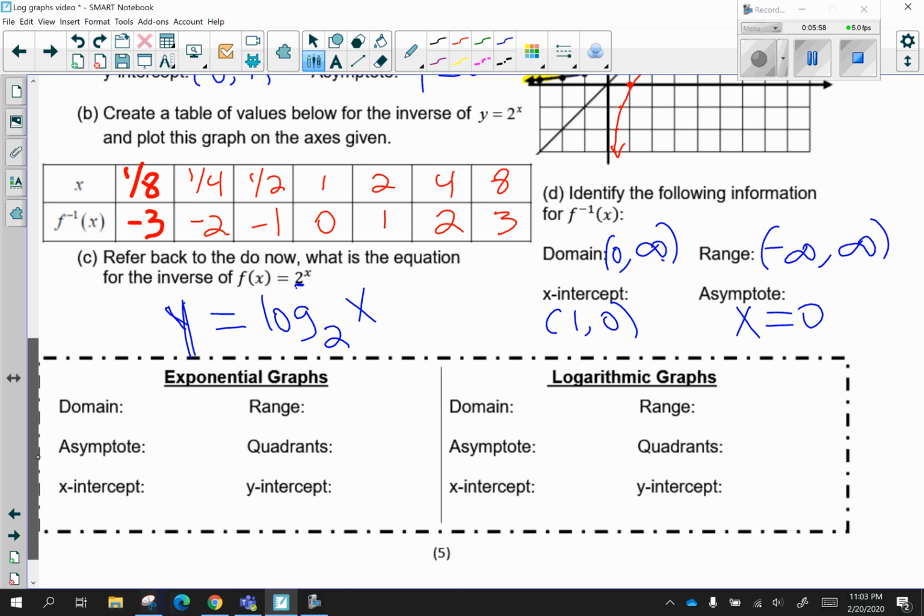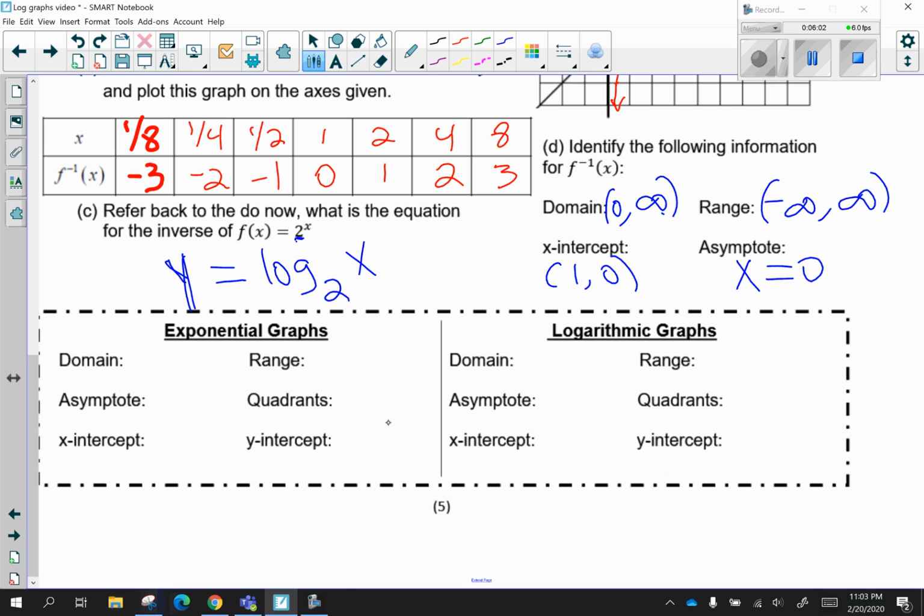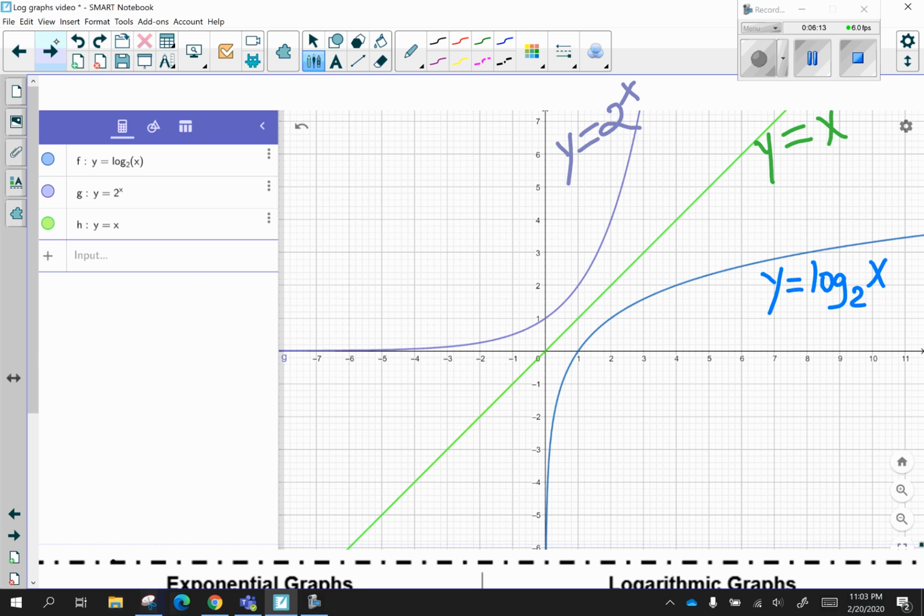So, once again, fill in this information so that we can have a side-by-side comparison of exponential graphs and logarithm graphs. Pause the video to fill in this information now while you're looking at this graph.